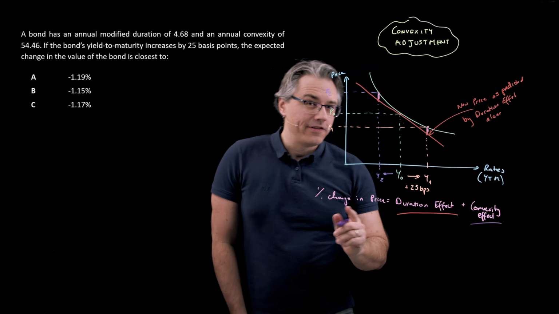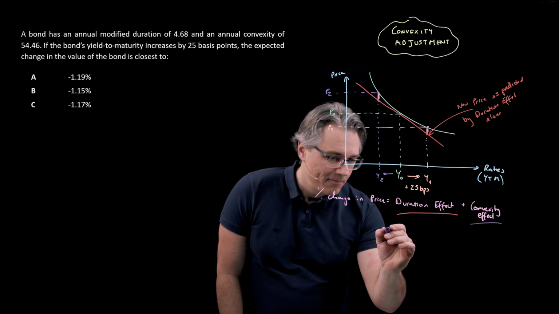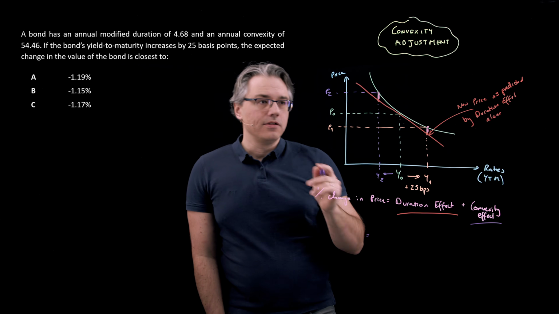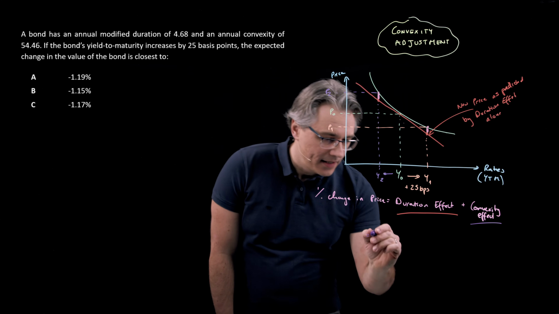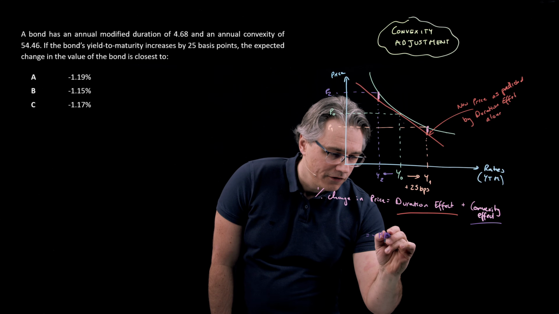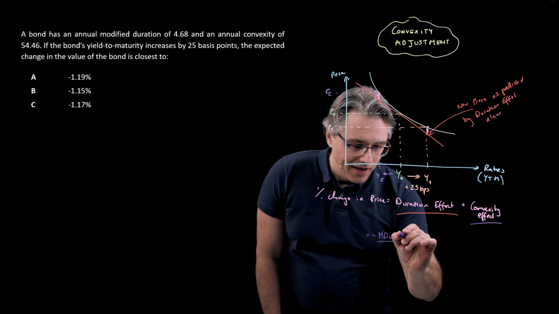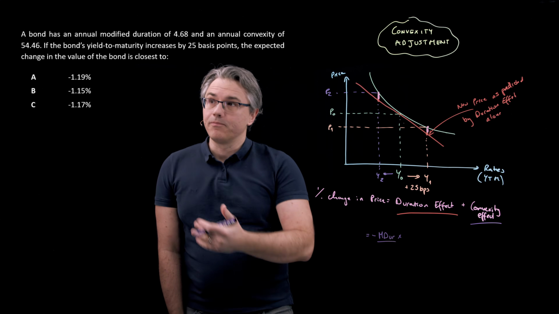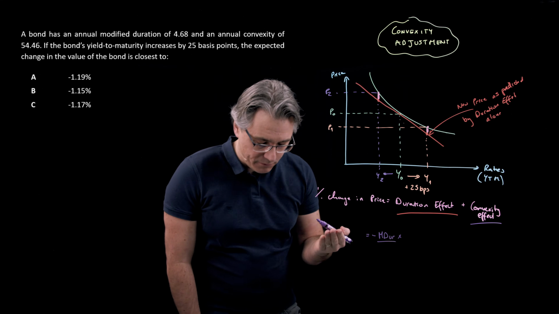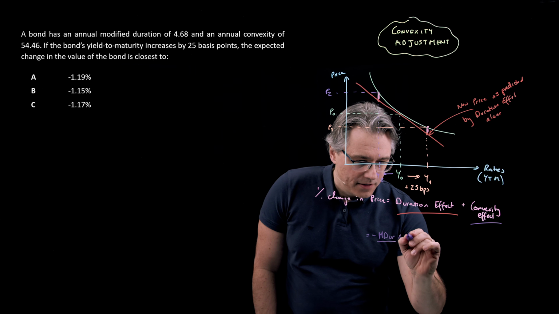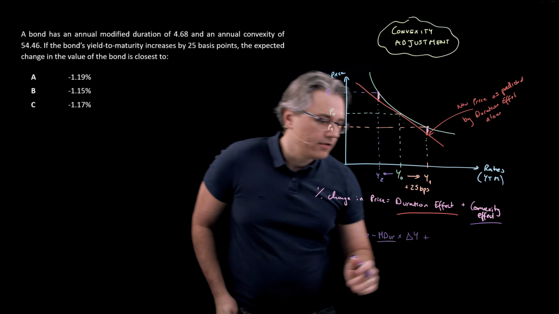In terms of duration effect, this is something you should probably already know, because in order to apply the duration effect or predict the change in bond price due to the duration effect, what you've got to do is take the negative of modified duration, so that's going to be a negative 4.68, and multiply this by the change in yields or change in rates, which in this case is 25 basis points. So I'm going to say times change in yield. And obviously, I'm going to leave space here for the convexity effect.